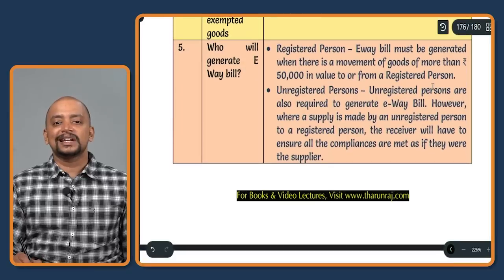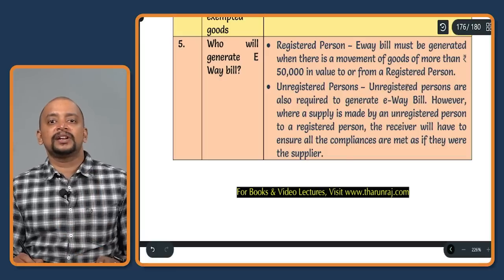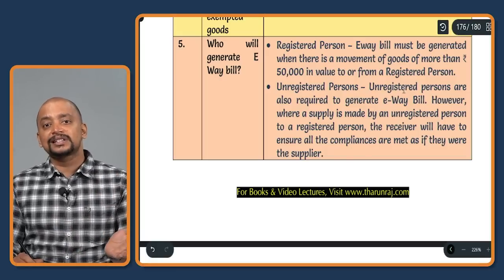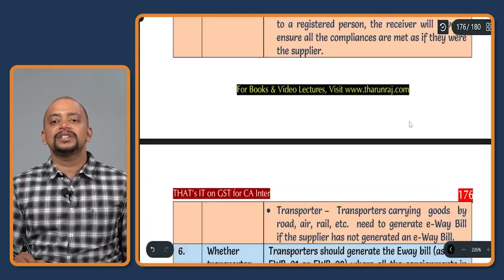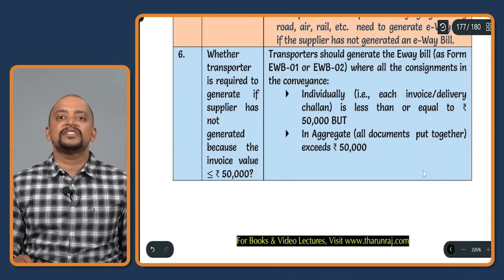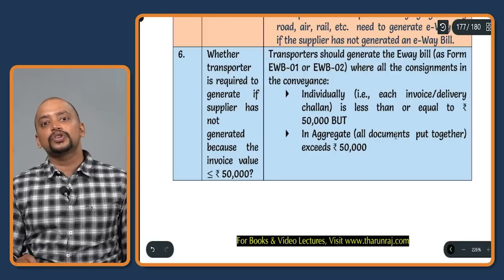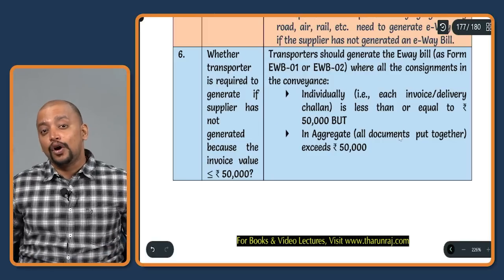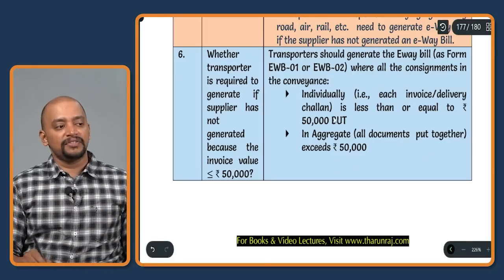Who will generate the e-way bill? A registered person. Suppose the supplier is registered, that supplier will generate the e-way bill. If the supplier is not registered and the recipient is registered, the recipient will generate. If both are unregistered, the transporter will generate the e-way bill. Suppose the supplier has not generated an e-way bill because the value of supply does not exceed 50,000, the transporter should generate the e-way bill if the value of all those consignments transported in the vehicle exceeds 50,000.